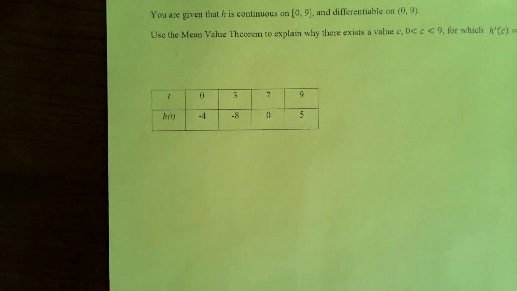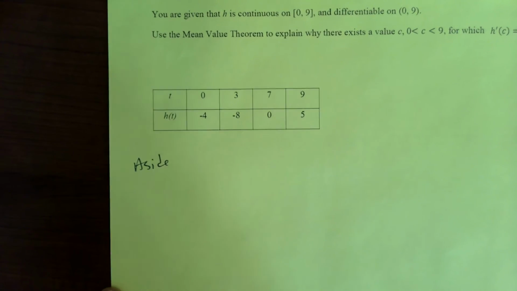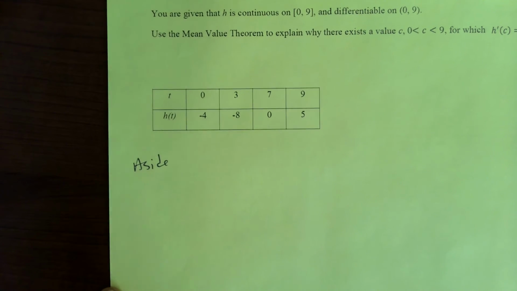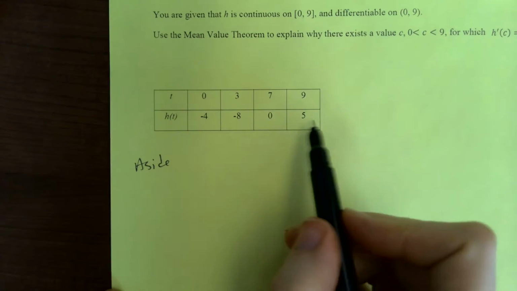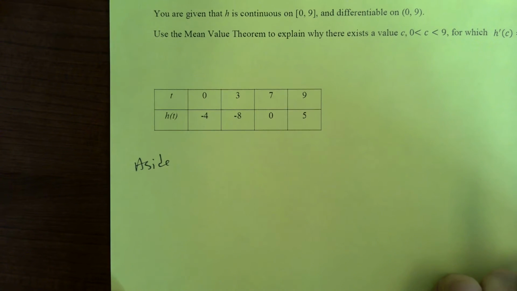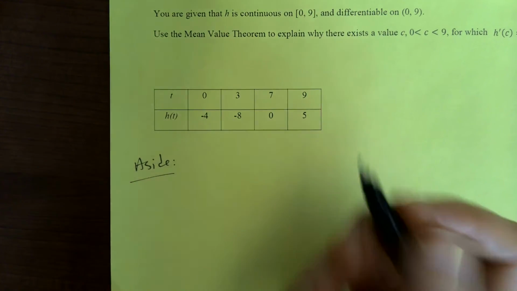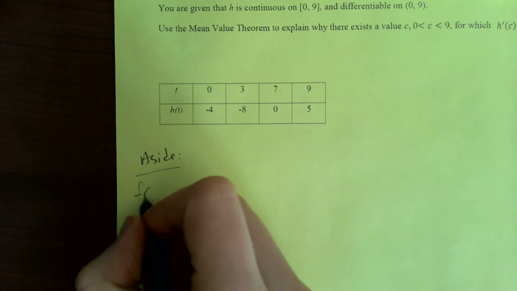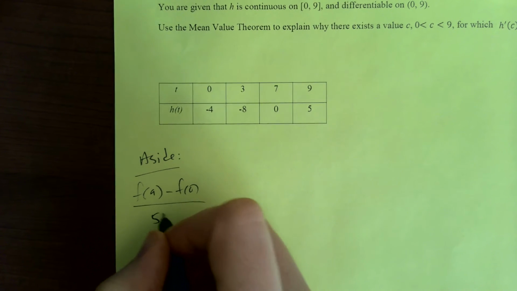Okay, so let me do some side work. Okay, so aside. All right, so since they want you to prove that this c exists between 0 and 9, let me just do the slope of the secant line, or the average rate of change on the whole interval and see what happens.